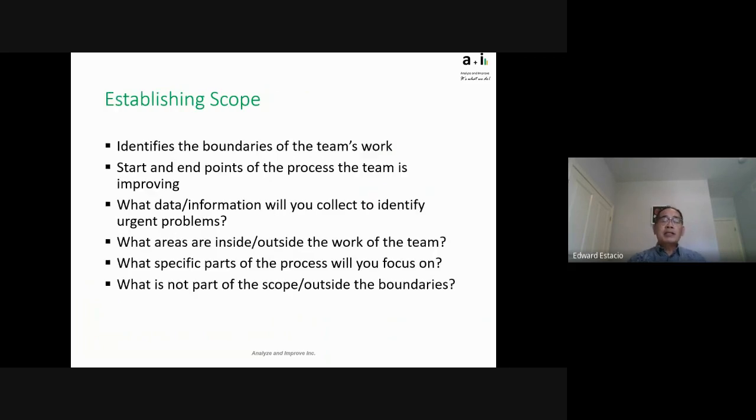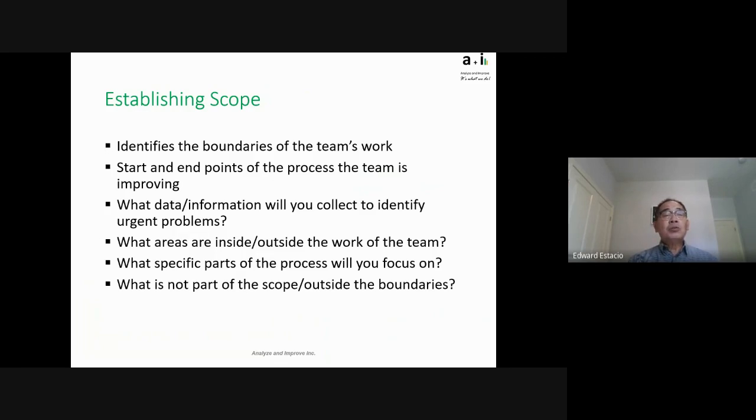So what's the scope? Again, this is another critical part of A3. We need to have boundaries, or the focus will be lost. We should have start and end points in the process that we're going to be improving. Do we have data? What data? What information do we need to collect? What areas are inside and outside of the work team? What areas do we want to focus on, and what areas do we not focus on? What specific parts of the process, and what are the outside boundaries?